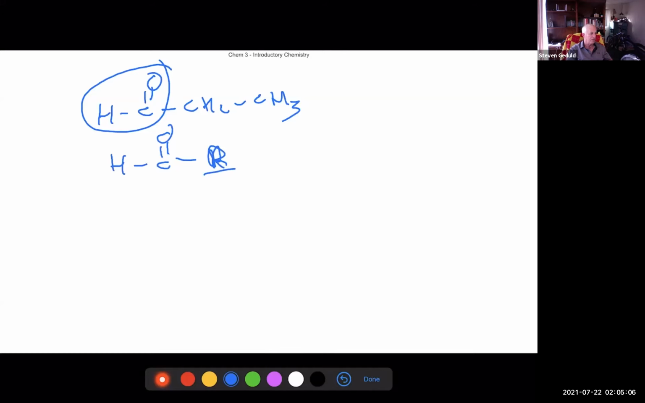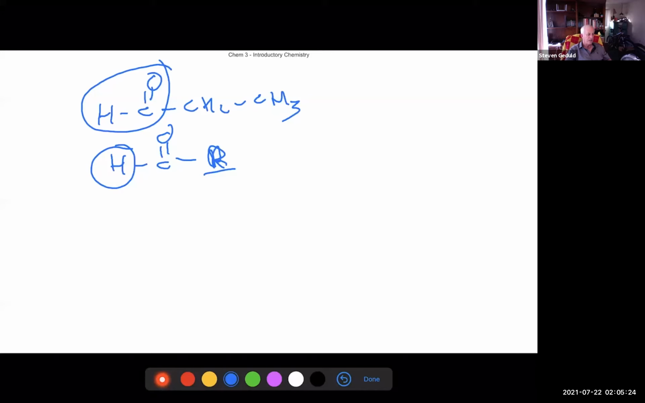The third one down, that one's a ketone because there's two R groups on opposite sides. So you put ketone twice. The one on the top is an aldehyde where you only have a hydrogen. If you replace this hydrogen with a carbon group, then it would be a ketone.